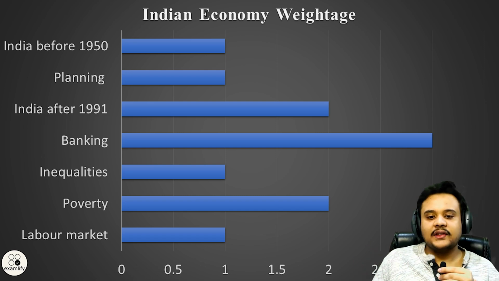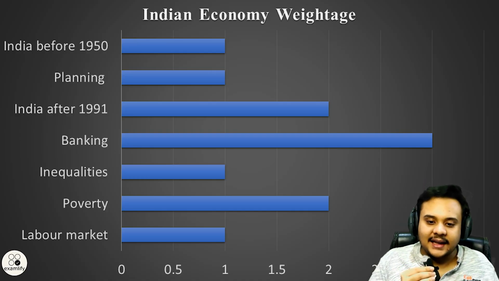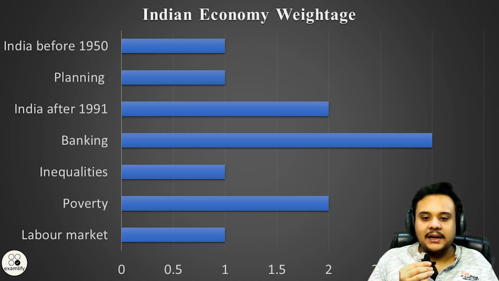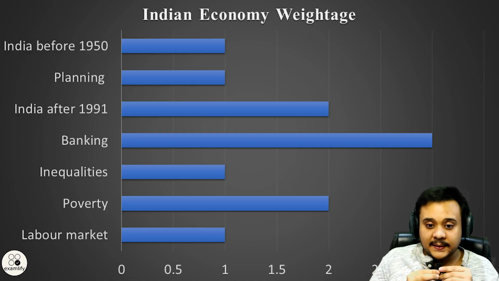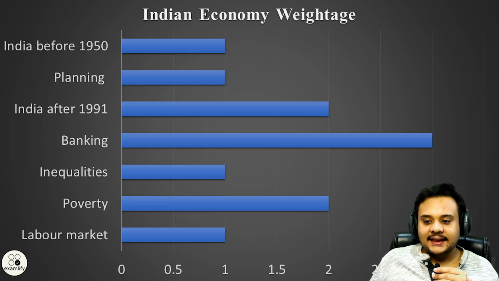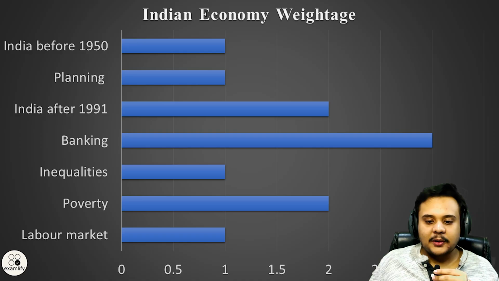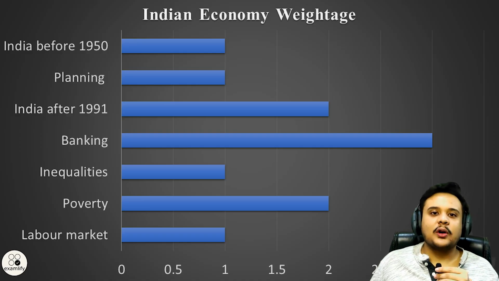Then planning is obviously there. I made a table on all of the 5-year plans, and it is also a very commonly asked question. Just 1 or 2 marks are there for it. Then the LPG reforms. These are the most important topics under the Indian economy. I would say second most important, because banking is slightly more important, but banking also includes a lot of other things.